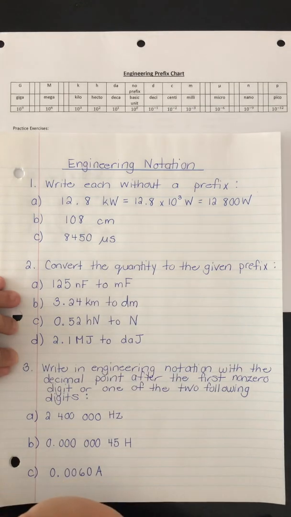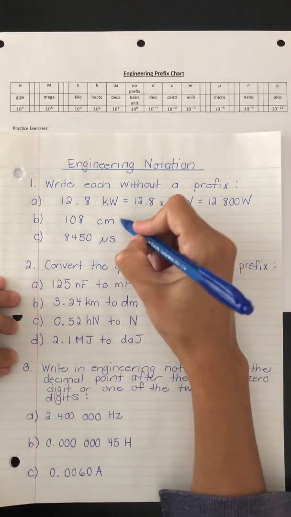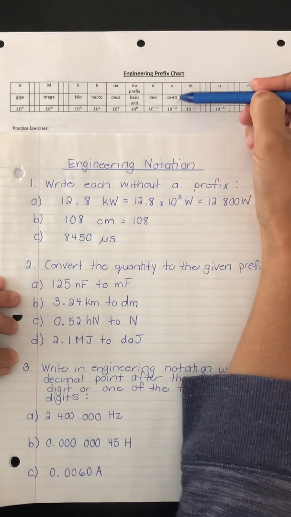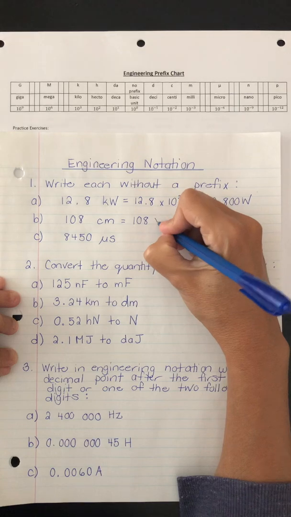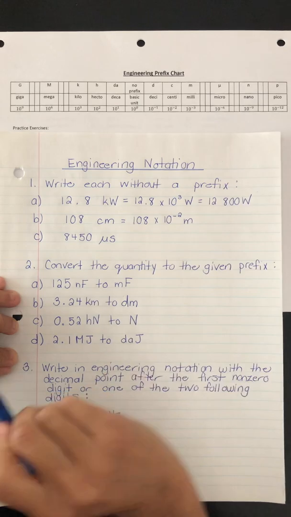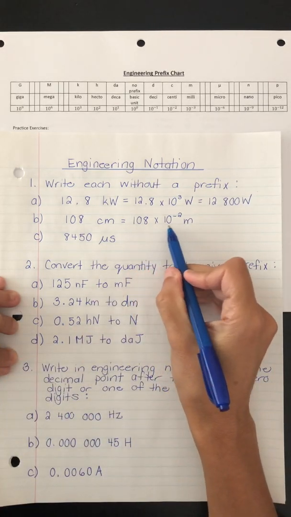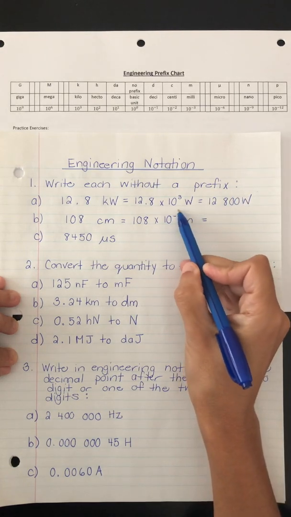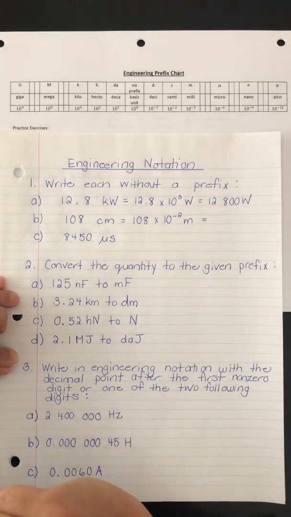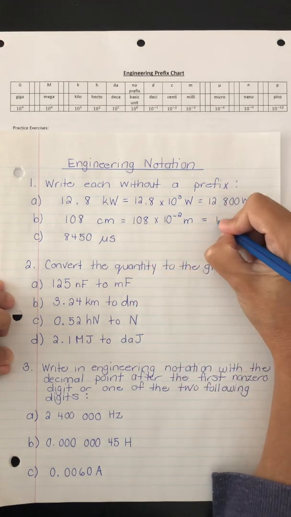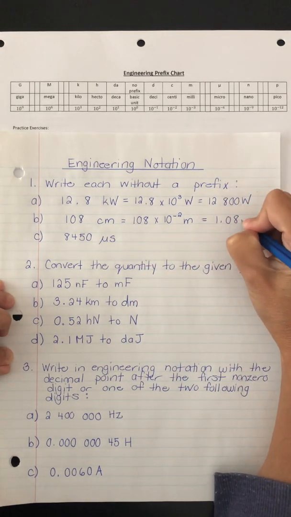Here's a second example, 108 centimeters. In the chart, we replace centi with 10 to the negative 2. So we have 108 times 10 to the negative 2 meters. This exponent tells me to move the decimal 2 places to the left. In the whole number, of course, the decimal would be located at the end. So if we move it to the left, we will have 1.08 meters.